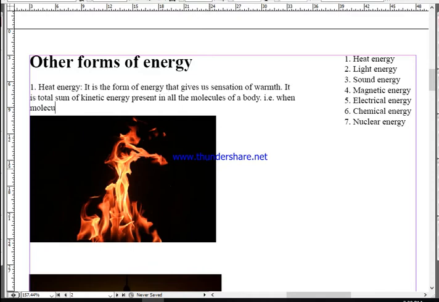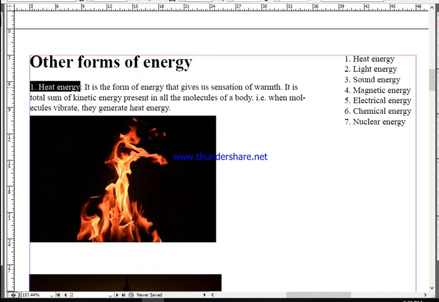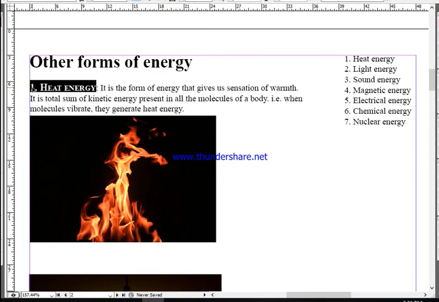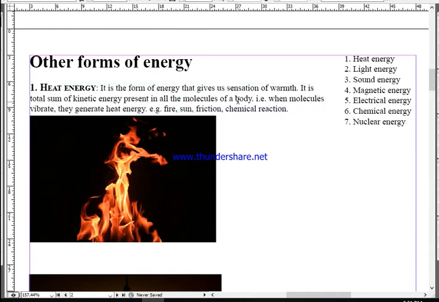When molecules vibrate, they generate heat energy. So heat energy is also a form of kinetic energy, don't forget that. Some examples of sources of heat energy you can quite easily tell: fire, the sun, friction, and some chemical reactions. These are the examples which provide us heat energy.